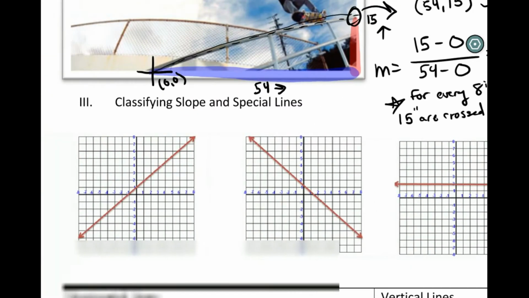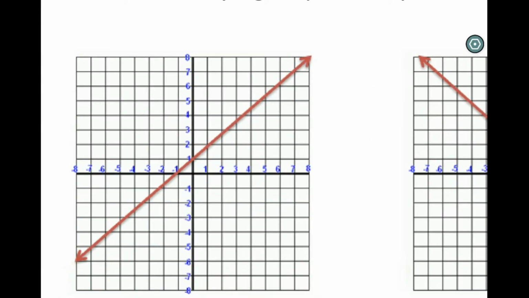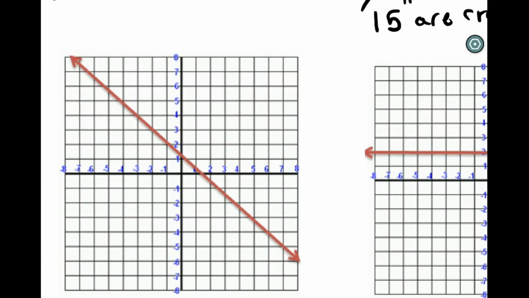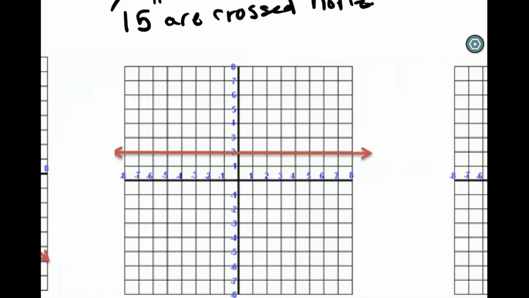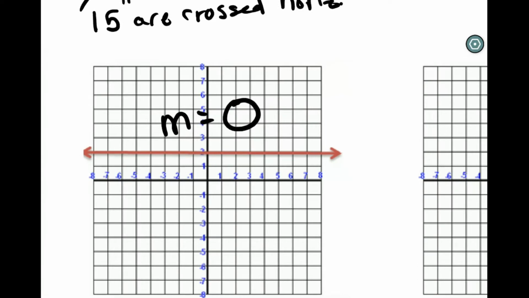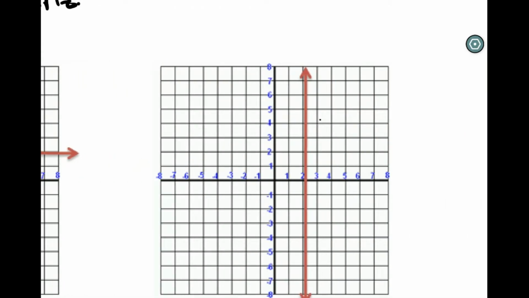Classifying slope in special lines, really not too crazy here. If it's going up from left to right, it's a positive slope. We call it rising. If it's going down from left to right, it's a negative slope, or falling. If it's horizontal, slope is 0, and it's straight across. And if it's a vertical line, slope is undefined.